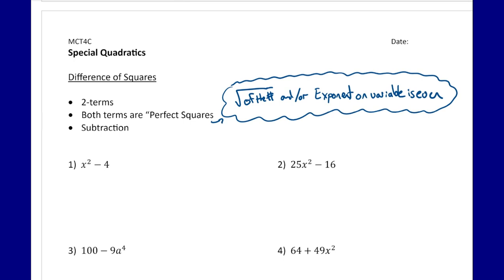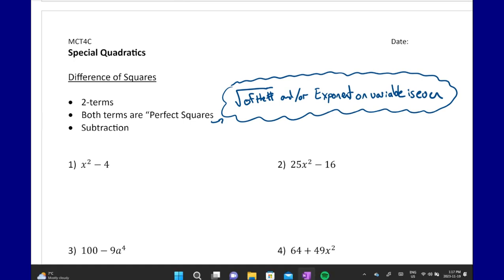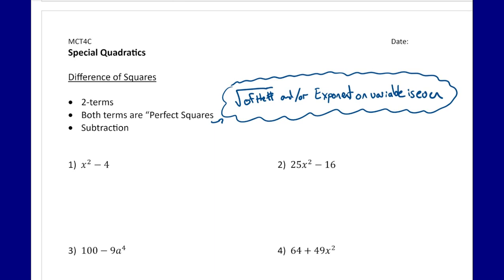The other thing we want to look for is that there's subtraction. So two terms, both terms are perfect squares, and we're subtracting them. If I look at the first one, x squared minus 4. Well, the x squared has an even exponent, so that is good. And 4, if I take the square root of 4, I get 2, so that is good.